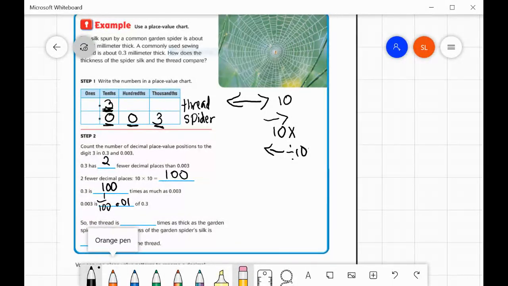So that means that the thread is 100 times as thick as the garden silk, and the garden silk is 1/100th of the thread. And you can write that as 0.01 or 1/100th. All right. Make sure you have that copied down. And we're going to move on to page 159.